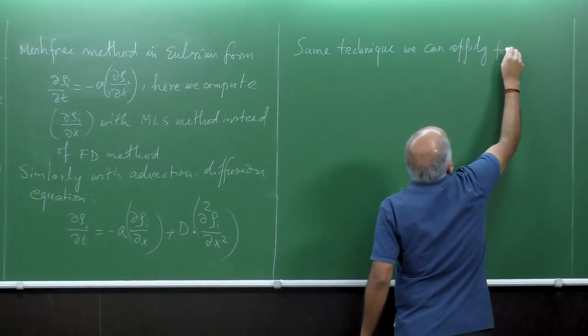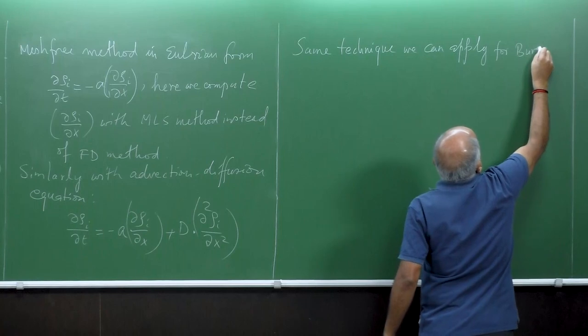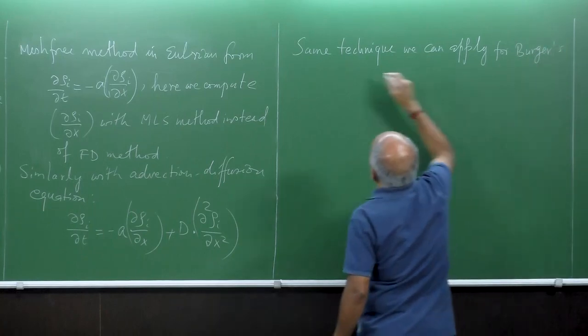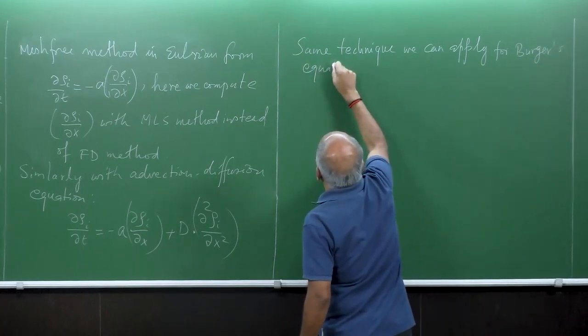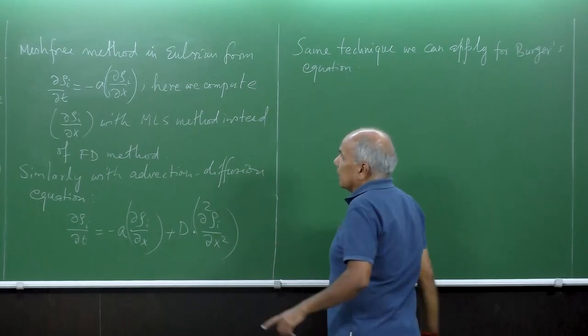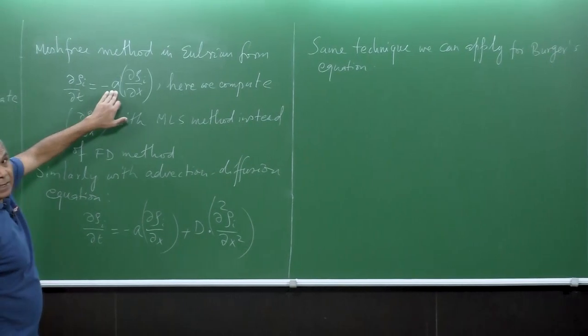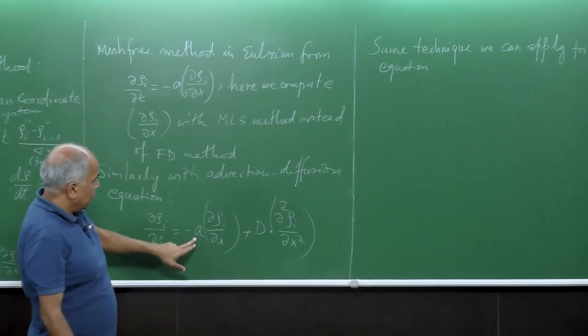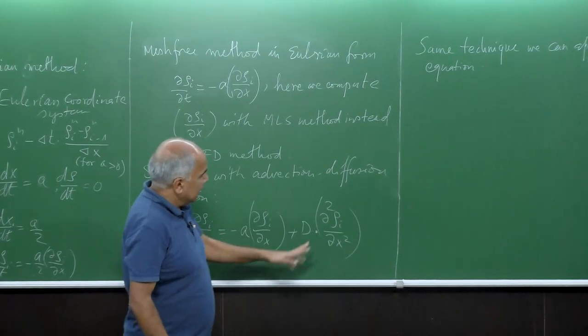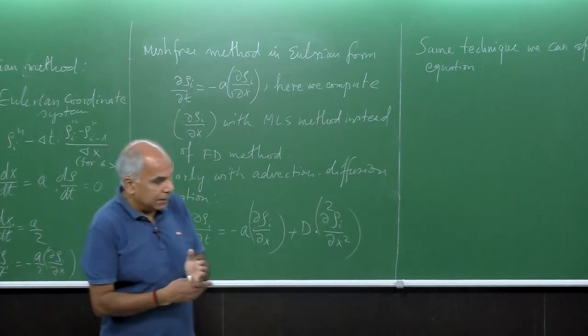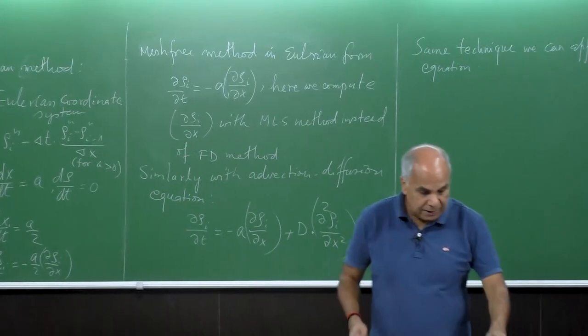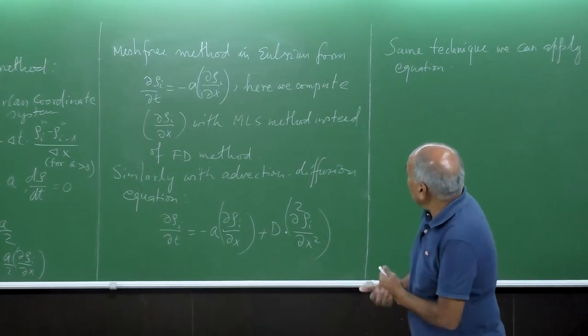For Burgers' equation, the only difference will be here rho of I instead of A, and here rho of I instead of A, and here this viscosity, either you take that epsilon or d, it is more or less the same.